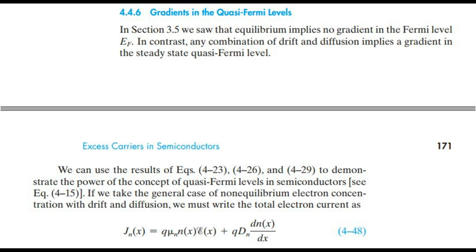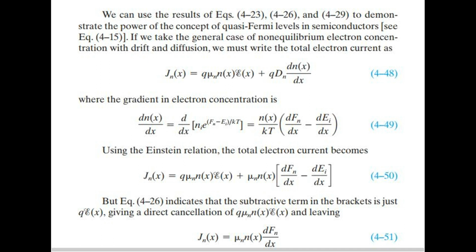If we take the general case of non-equilibrium electron concentration with drift and diffusion, we must write the total electron current as shown, where the gradient in electron concentration is given. Using the Einstein relation, the total electron current becomes this. But Eq. 4.26 indicates that the subtractive term in the brackets is just q times the gradient, giving a direct cancellation of the qμnn gradient terms and leaving this. Thus, the processes of electron drift and diffusion are summed up by the spatial variation of the quasi-Fermi level.